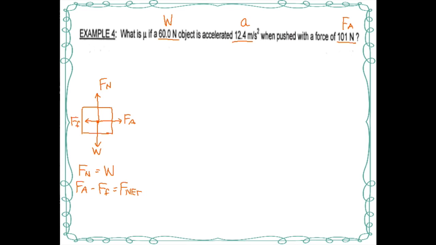Next, make a plan. When I am done with this problem, I will have found mu. That is the last step of this problem, so I'm going to put it way over here. That's the last thing I'm going to do. So how am I going to do that? There's only one equation with coefficient of friction in it. That's the friction equation.